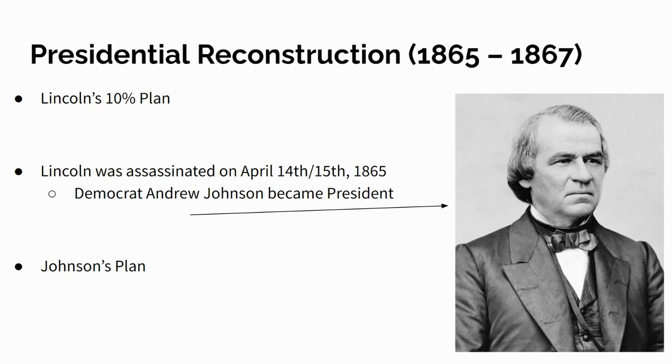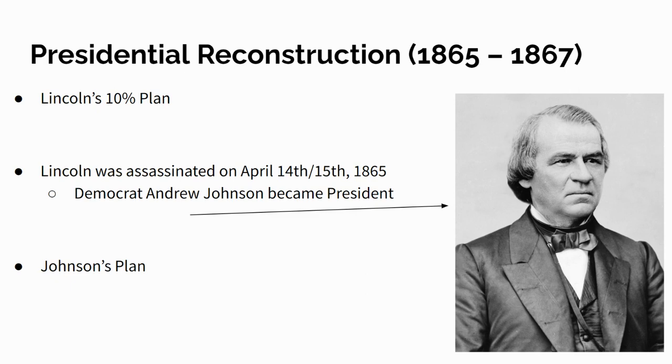But when Lincoln's assassinated, that means Andrew Johnson, a Democrat, the party who was more in favor of slavery, is now president. Okay, so it's going to get a little interesting. Now, Johnson's plan for Reconstruction is a little bit different than Lincoln's. Johnson wants all states to ratify the 13th Amendment, saying that all states have to approve that slavery is over.